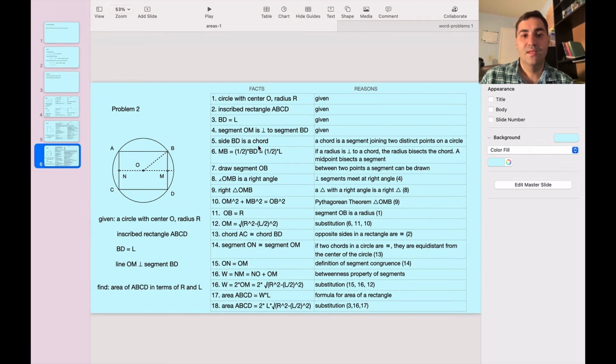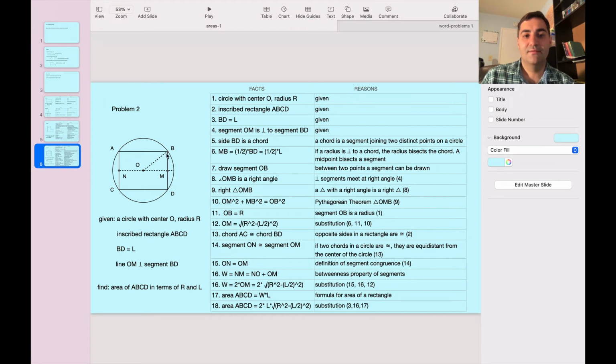We write down what we know, and we know that side BD is a chord, right? Because it's a segment joining 2 points on the circle. B's on the circle and D's on the circle. We know it's on a circle because it's inscribed, right? So we know by this theorem, if a radius is perpendicular to a chord, then the radius bisects the chord. So we know OM is a radius and BD is a chord, and they're perpendicular, so M is a bisection point for segment BD.